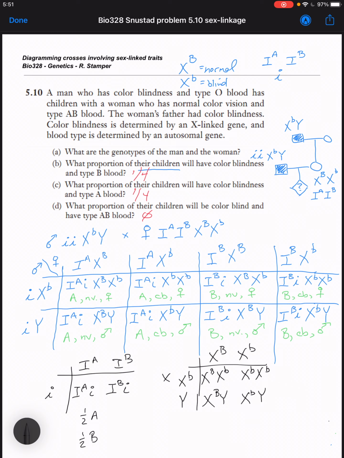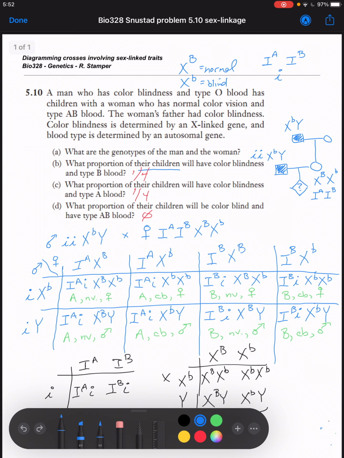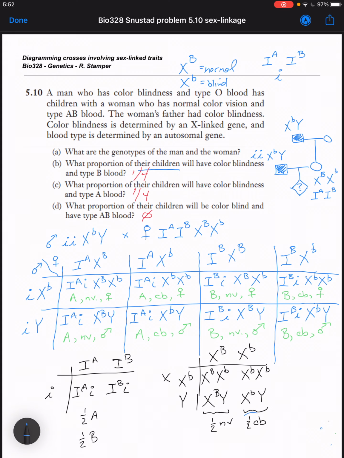Now, if I wanted to differentiate based on sex, I could, but this problem isn't asking me to, so I'm not going to bother. What I'll find is that the left column here is normal vision, and the right column over there is colorblind, half and half. And so then I get my questions up above. What proportion of the children will have color blindness and type B blood? Well, color blindness was a 1/2, type B was a 1/2. That word and tells me I'm multiplying. So 1/2 times 1/2 gives me 1/4. And I'll do the same sort of thing with any other probabilities that I want to answer.